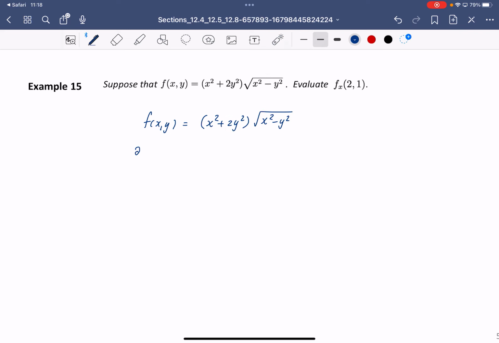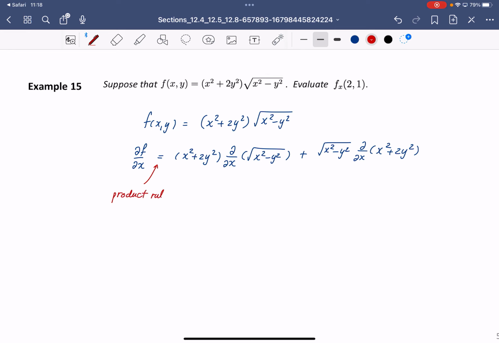So you're going to differentiate with respect to x. So you're going to get x squared plus y squared, and then you take the derivative of the second term, and then you plus the second term, and then you take the derivative of the first term, right? This is by the product rule. The product rule in calculus 1. Okay, so you need to use the product rule because it comes in the form of a product here.